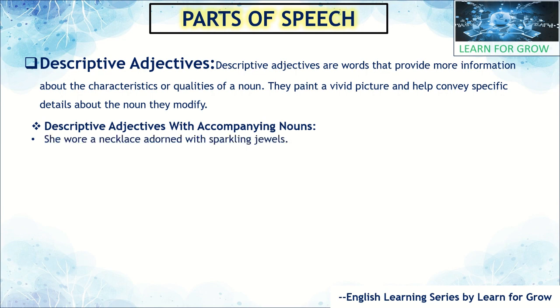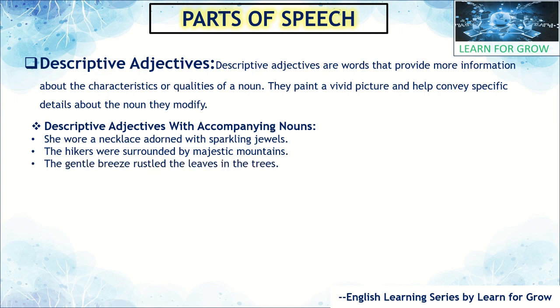See, a necklace adorned with sprinkling jewels. Here, sprinkling jewels gives a description of those jewels. Sprinkling is an adjective. And here, the hiker was surrounded by majestic mountains, right? Majestic, it's a big mountain, right? It shows majestic. That was the adjective.